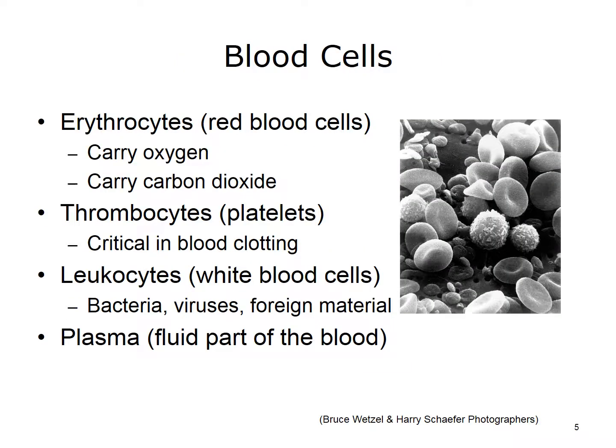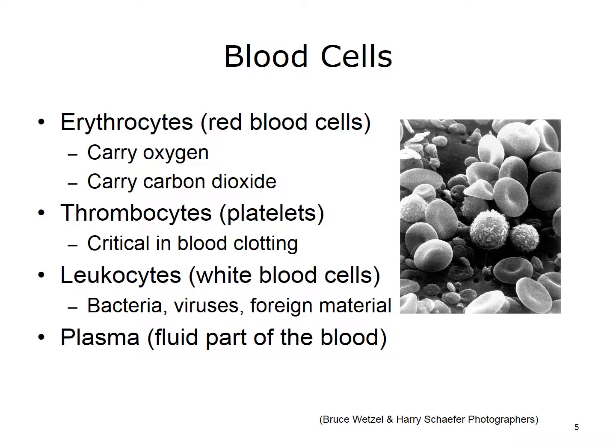The cells in blood fall into 3 main categories. Erythrocytes, or red blood cells, carry oxygen to tissues and cells throughout the body. Erythrocytes also pick up carbon dioxide, which is then eliminated through the lungs of the respiratory system. The second category of blood cells, thrombocytes, also known as platelets, are critical in the blood clotting process. Without thrombocytes, a simple cut might mean that you would bleed to death. The third category, leukocytes, or white blood cells, provide protection against bacteria, viruses, and foreign materials.